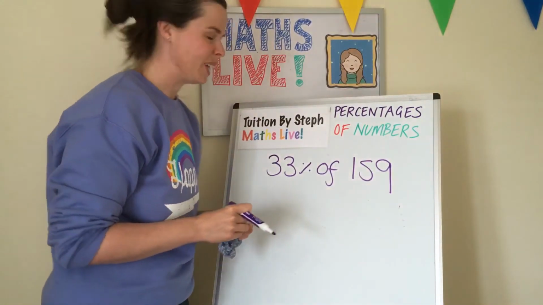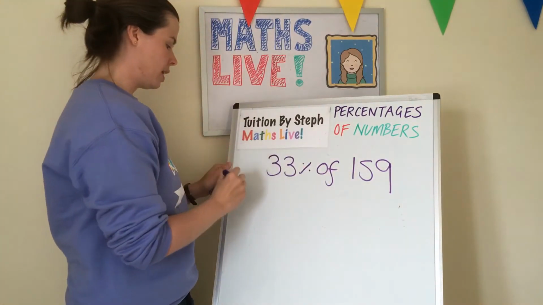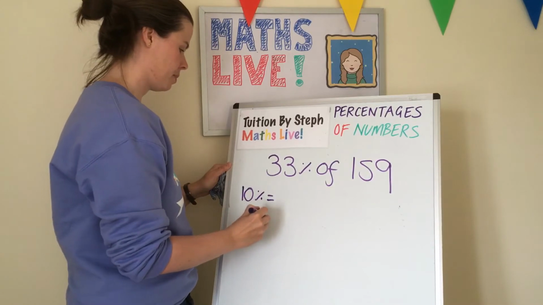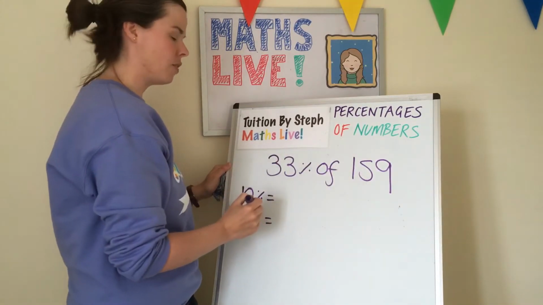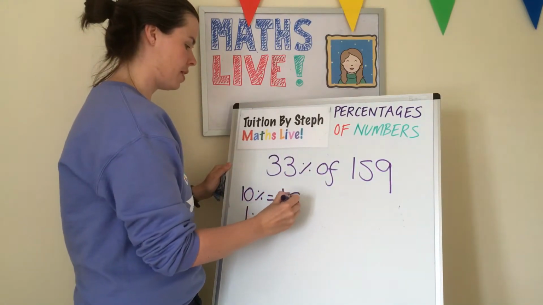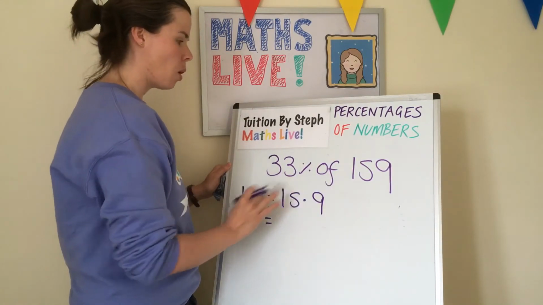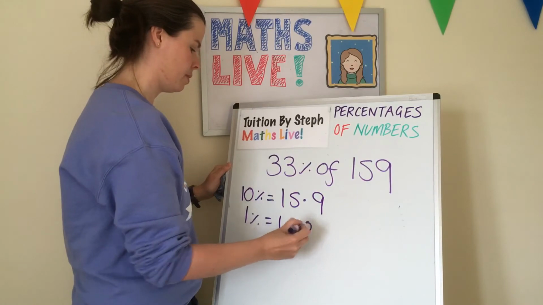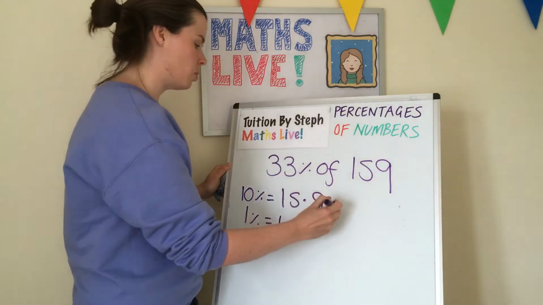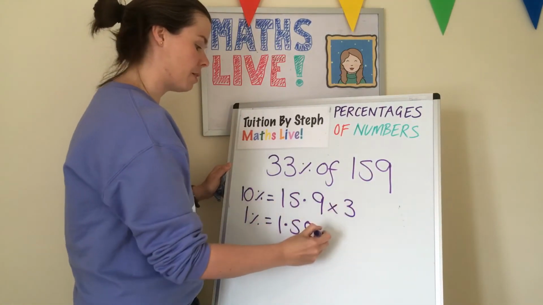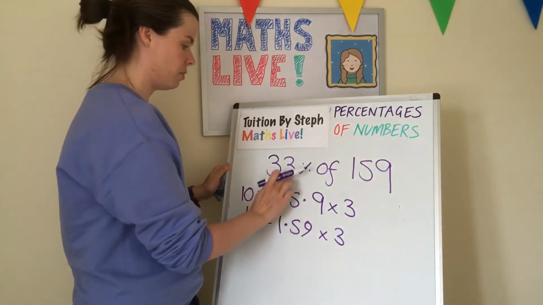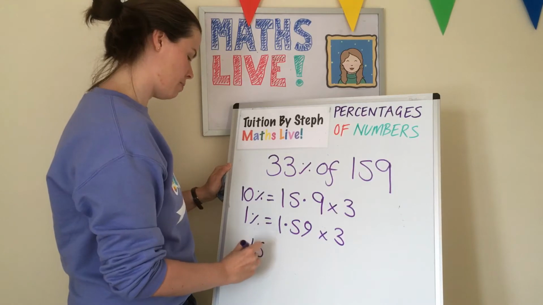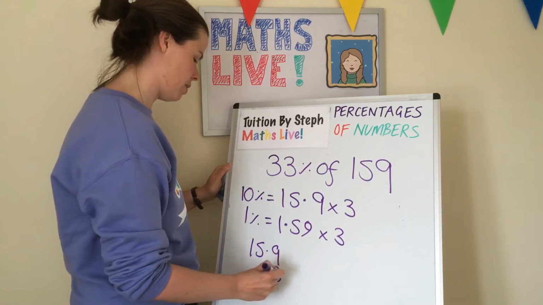Okay, so you should have unclicked pause then. So let's find 10% and 1%. 10% of 159 is 15.9. 1% is 1.59. We don't want to find 10%, we want to find 30%. We'll need to times that by 3 and we'll need to times this by 3 because we want 3%, not 1%. So 15.9 times by 3.